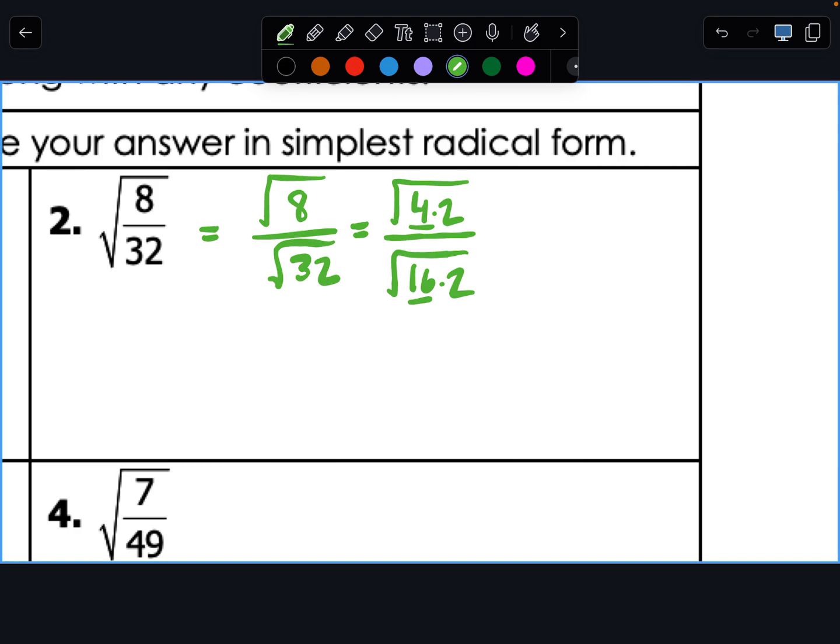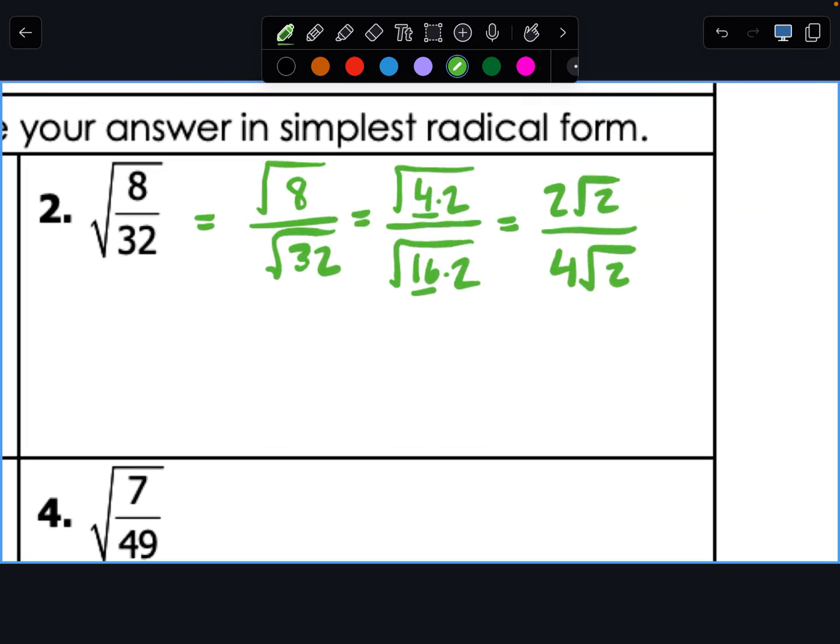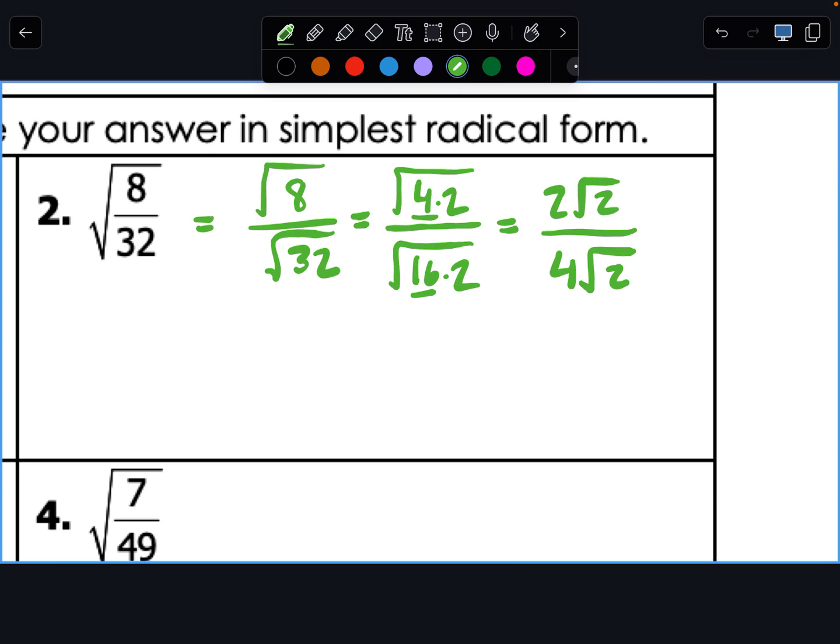Okay, now on the top, I take the square root of 4, I get 2 root 2. The bottom, I take the square root of 16, I get 4 root 2. Now it says simplify, reduce, and then divide off anything that's the same, right? So what's the same on the top and bottom? Root 2, root 2, and then I have 2 over 4. Simplifies to 1/2.